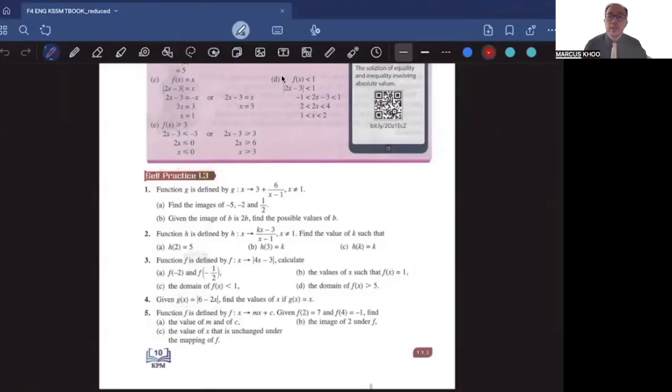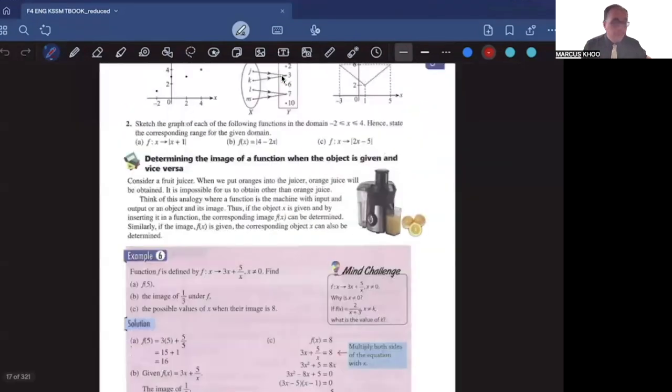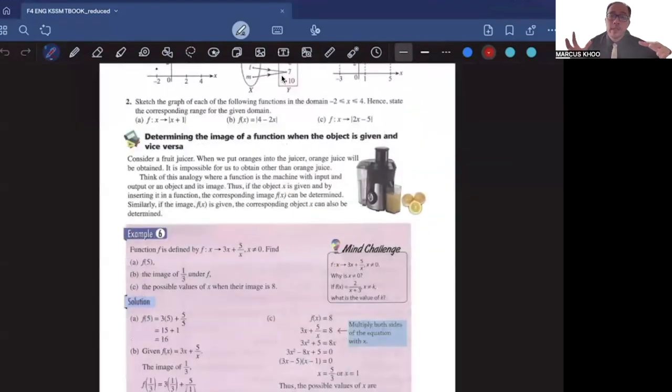So let's go straight into skills practice 1.3. The most important thing about this is that we remember what the domain, codomain, object, and image are. Right now we're going to deal more with the object and image. As we mentioned before, a function is an equation that relates an object to an image.